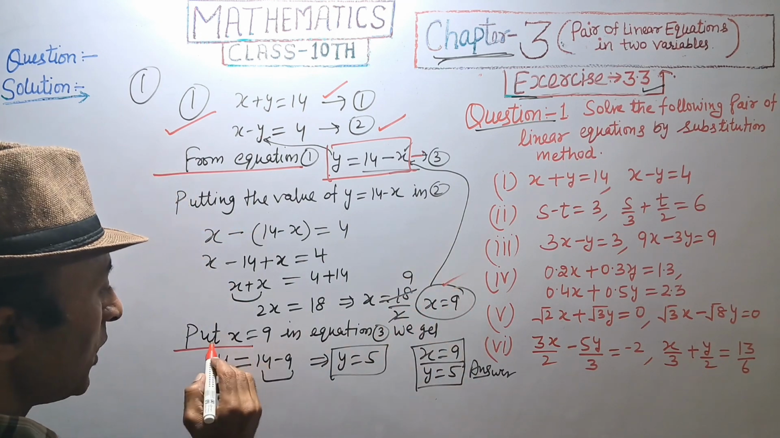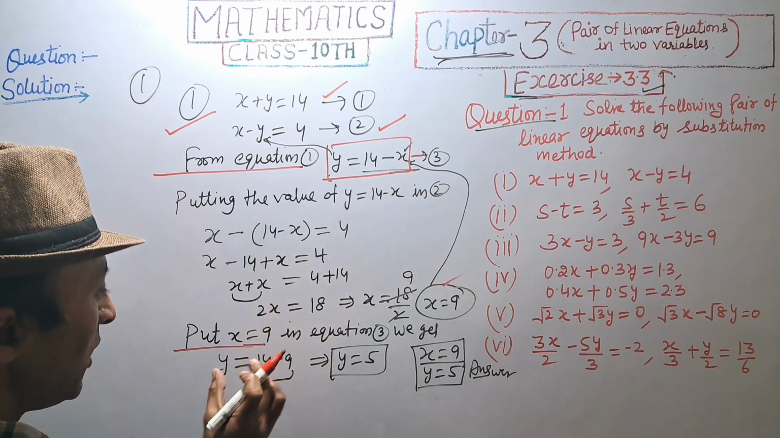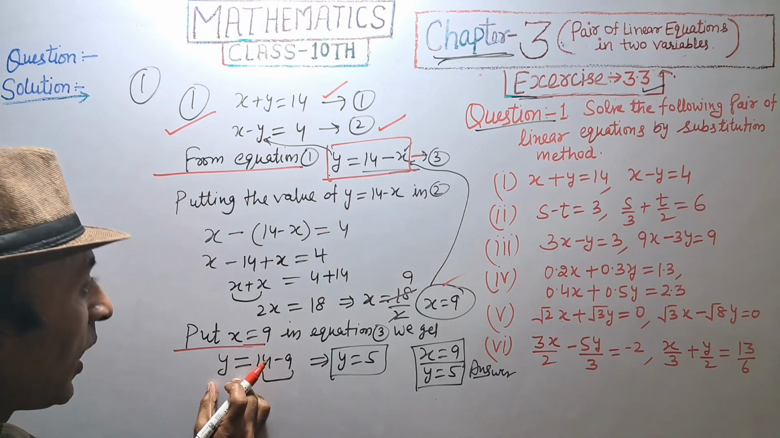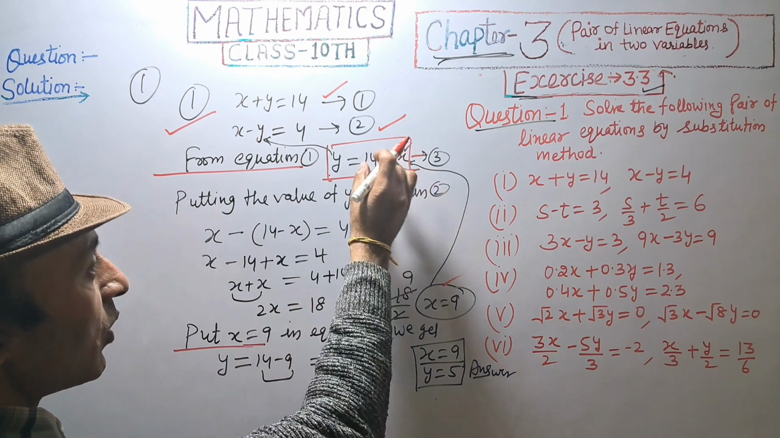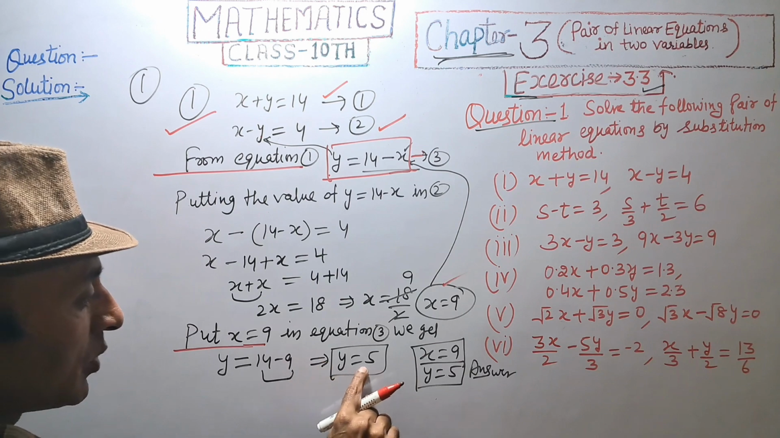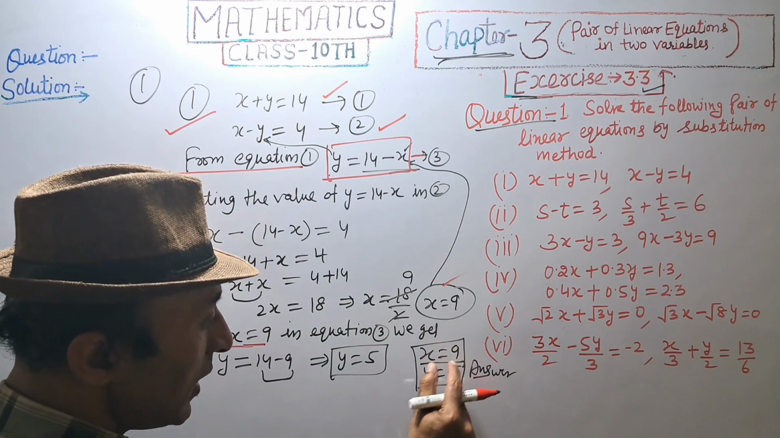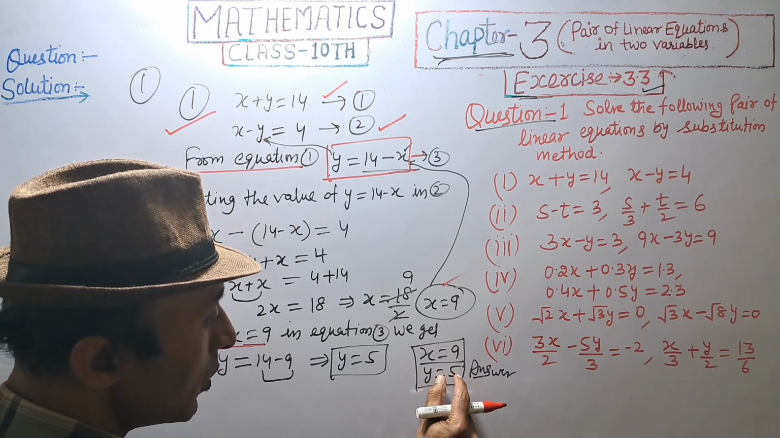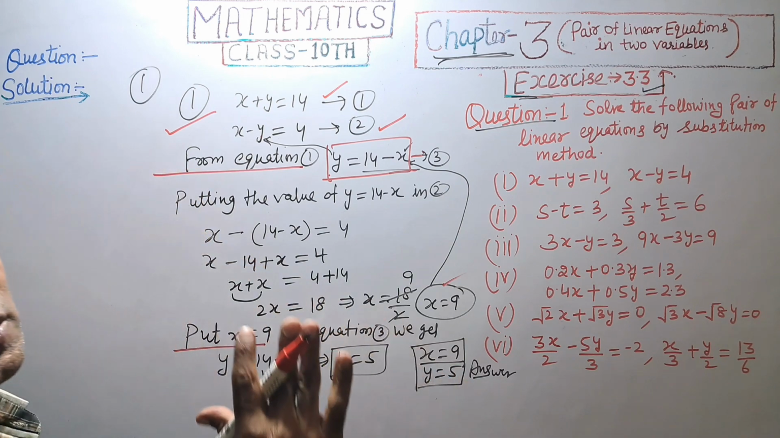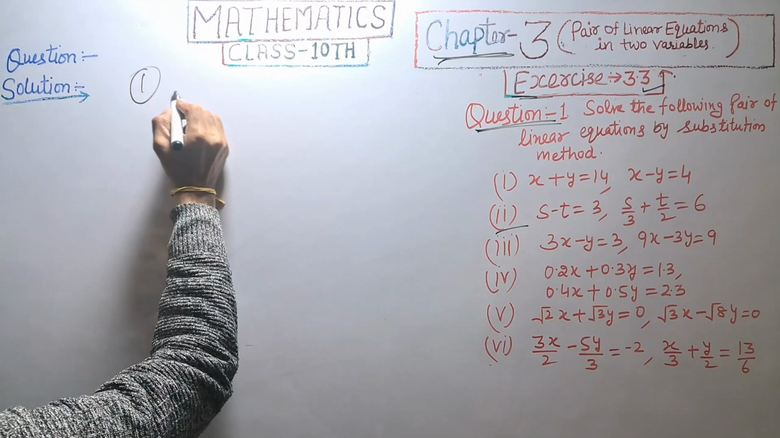Putting the value of x equal to 9 in equation third, we get the value of y, and y is equal to 14 minus 9. 14 minus 9, that is equal to 5. So we get the value of x equal to 9 and y is equal to 5. Answers. Question number first, second part.